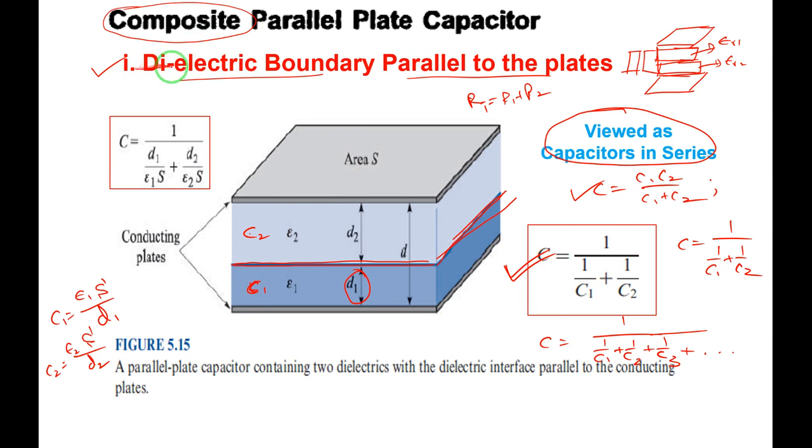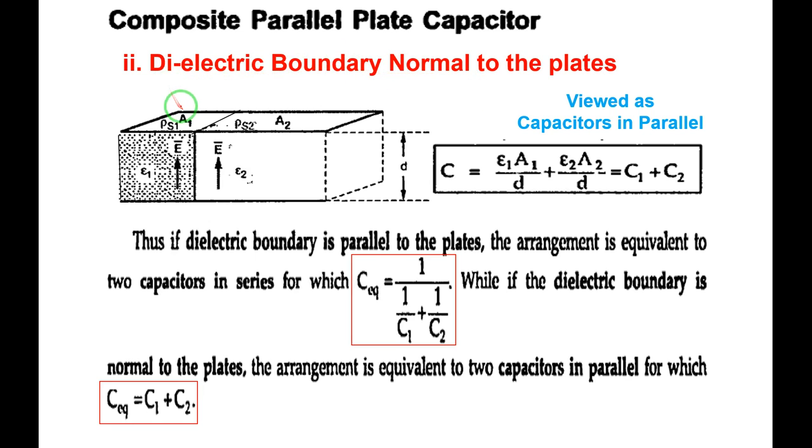Next, the second case: we will study the dielectric boundary normal to the plates. You can observe here, this is one dielectric material, and this is another dielectric material, and these are the plates. This is one plate having surface area, instead of A1, let me call it S1 here. Another metallic plate has surface area S2. Similarly, there will be a plate below also, with surface area S1 and S2.